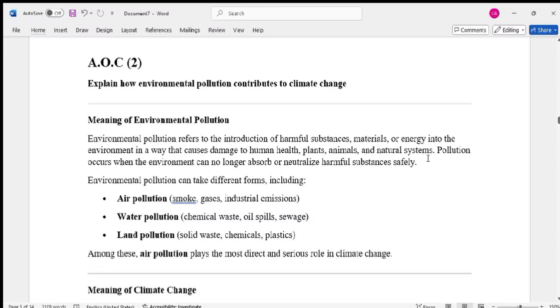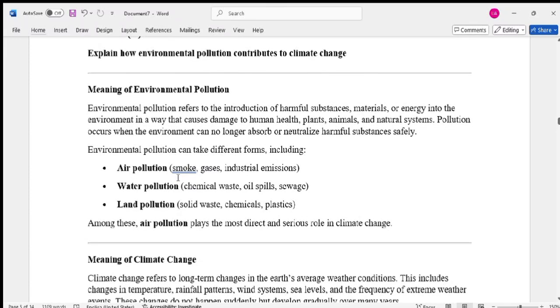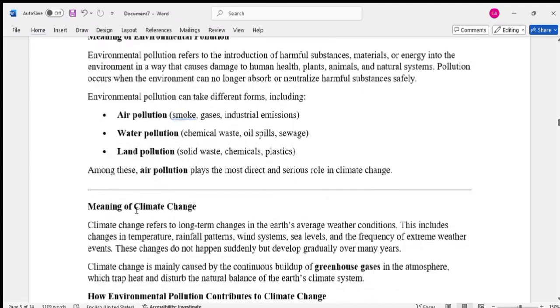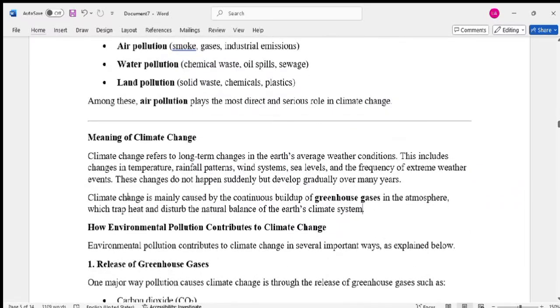Pollution occurs when the environment can no longer absorb or neutralize harmful substances safely. There are times when you throw something away and the earth can normally take it, but when it cannot absorb it anymore, then it is pollution because you are overdoing it. Do you understand? So environmental pollution can take different forms, including air pollution, which we know, water pollution, and land pollution. These are forms of environmental pollution. So we now understand what environmental pollution is.